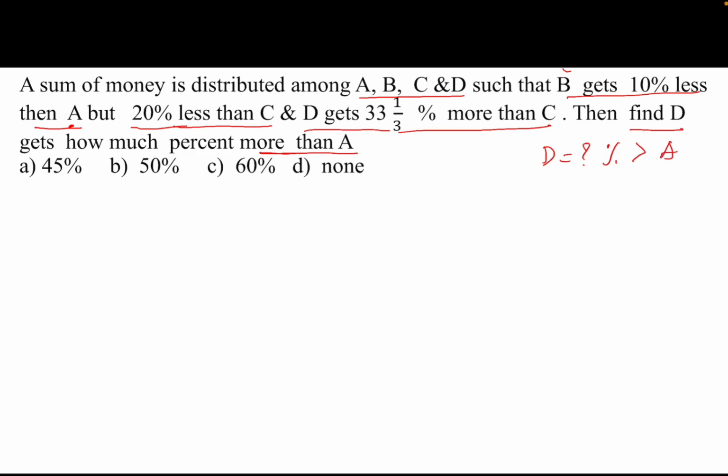Now we know that B gets 10% less than A.